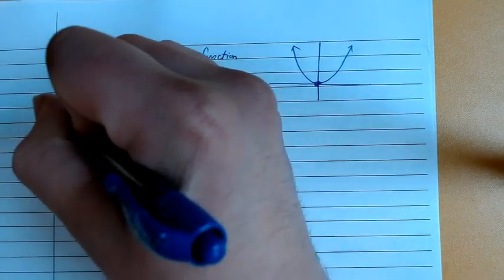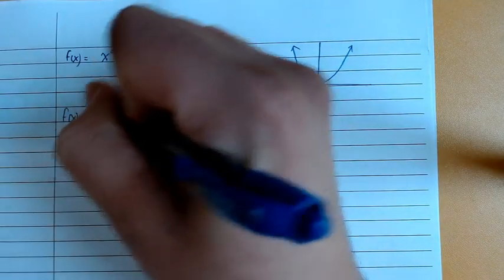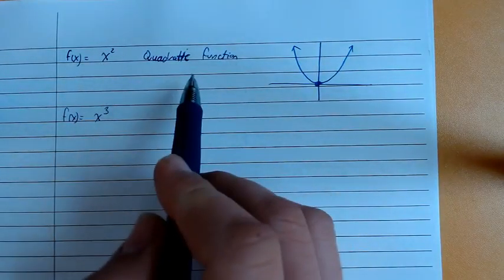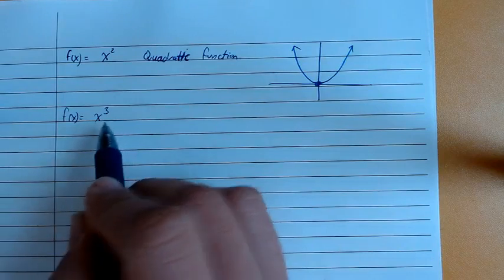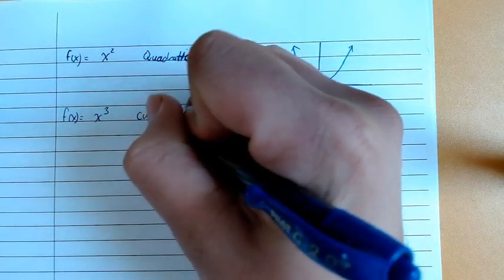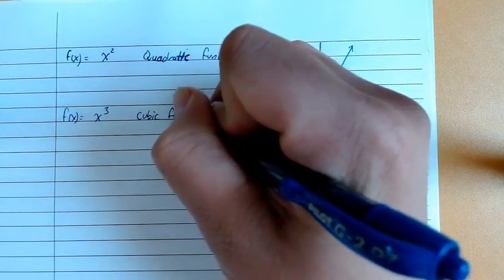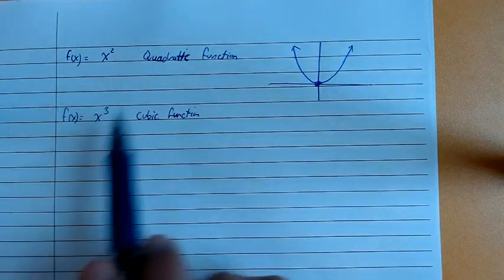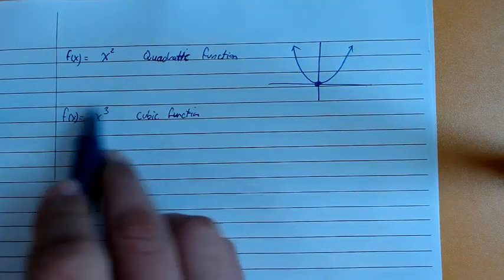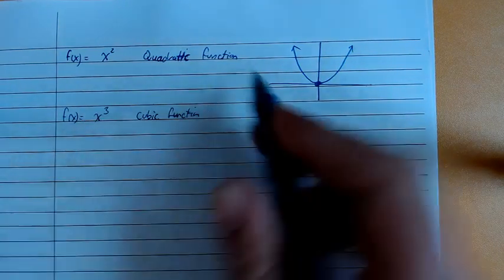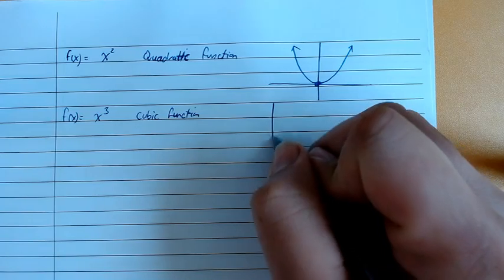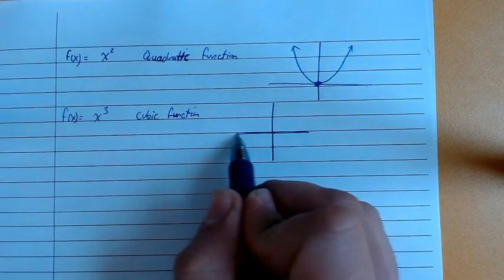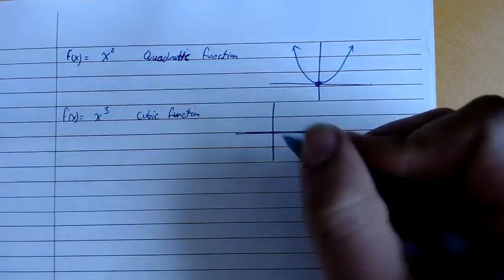f of x equals x to the third. If the biggest power is a second power, that's called a quadratic function. But if the biggest power is a third power, that's called a cubic function. The graph of the most basic cubic function, again, not every cubic function looks like this, but they're all the same type of function, which means they all look similar. The most basic cubic function is going to look like this.